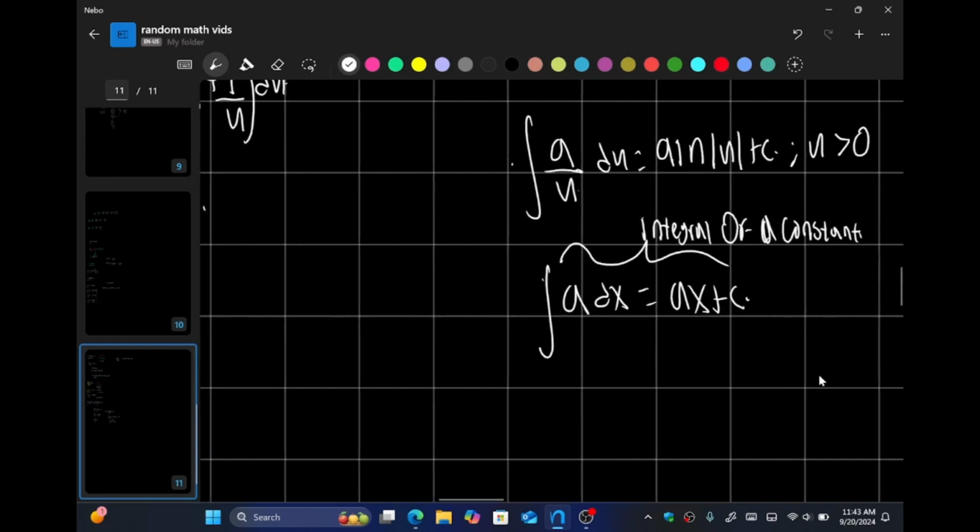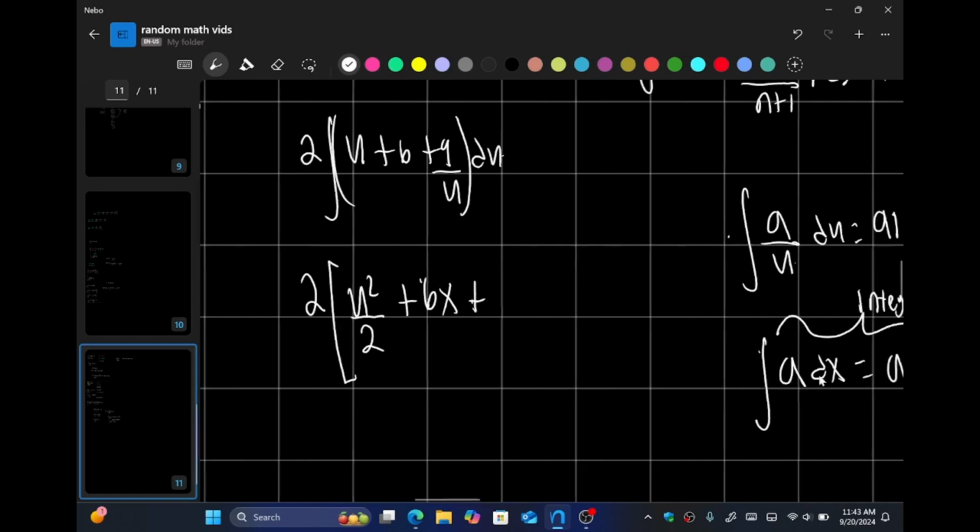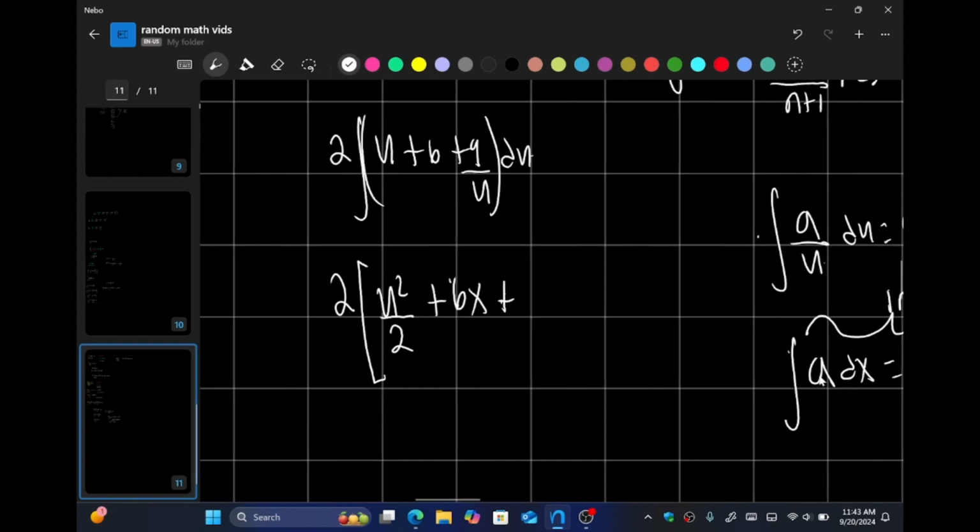So I just want to make sure we understand that, guys. You're just multiplying x to that. So we're just going to say plus 6x, right? So 6 times x. Plus, and then it's going to be 9 natural log of absolute value of u. And then plus c.